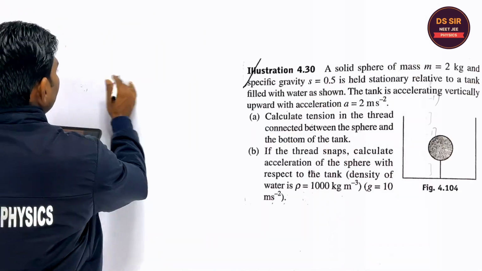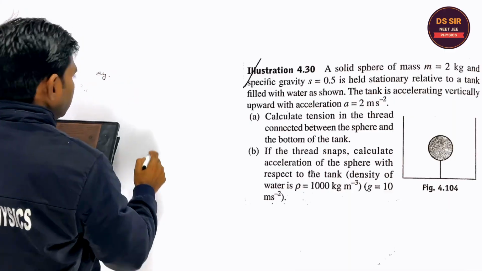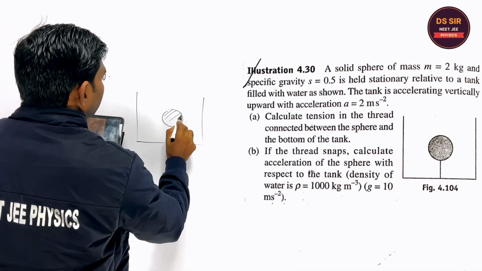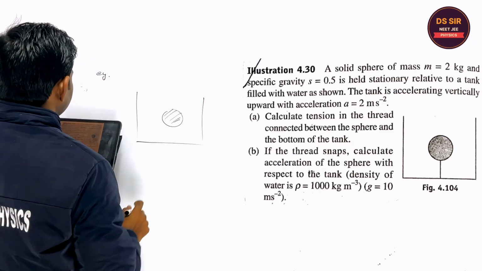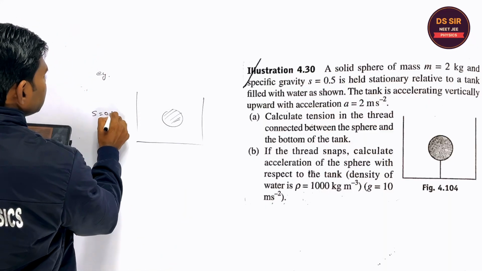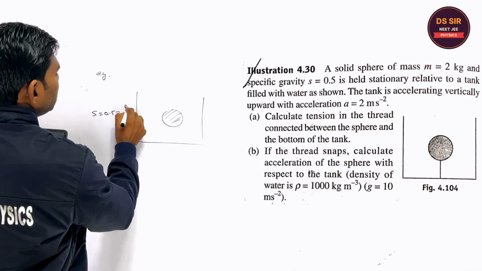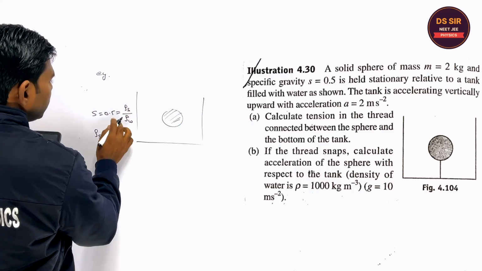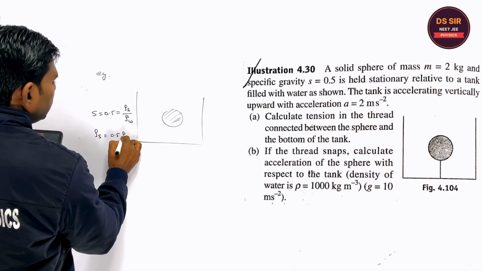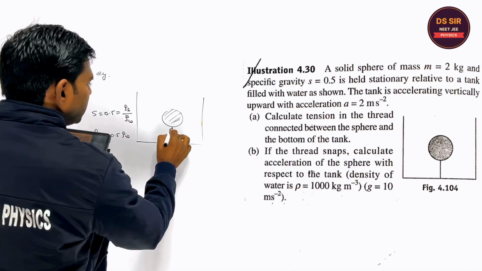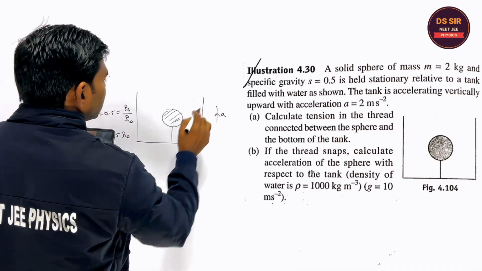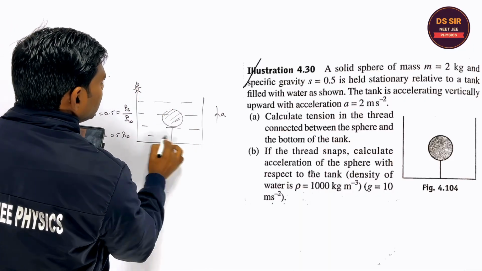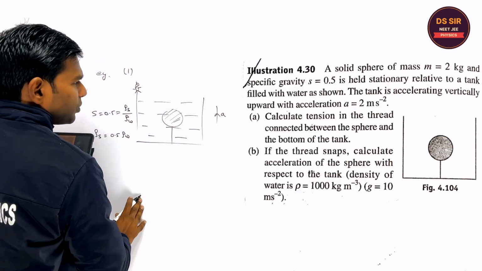Copy this. So in this question, listen to one thing, the same type of concept is asked. This is the sphere of mass m. The specific gravity is given as 0.5, meaning the ratio of density of solid and density of water is given, and the density of solid is 0.5 into density of water. This system is being accelerated, and you are sitting, suppose, over here, and in the first case you have to find the tension in the string.